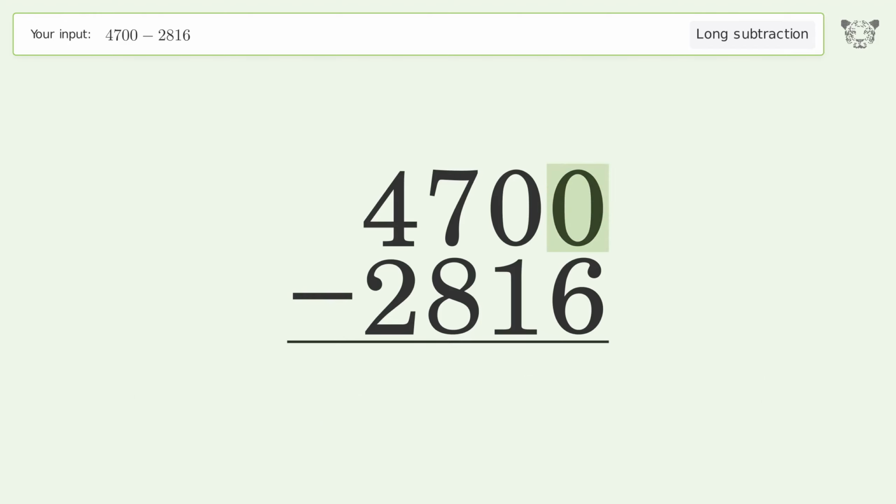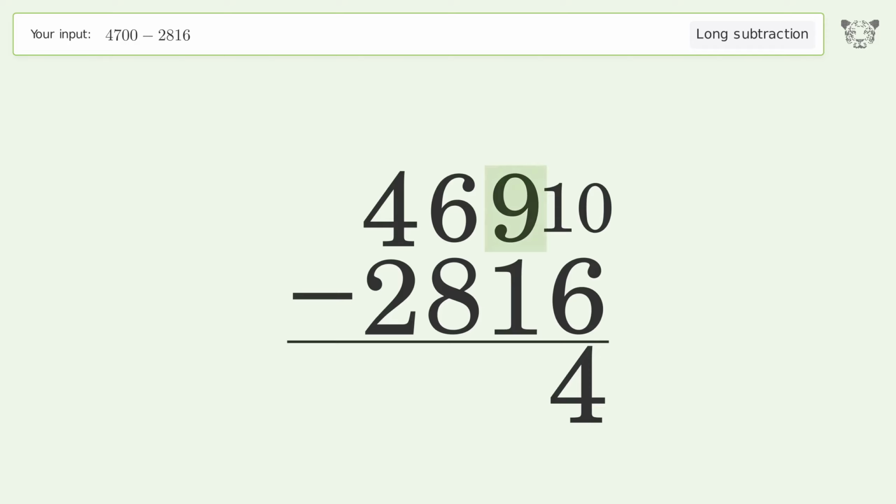Because the upper digit, 0, in the ones column is too small to get a positive difference, borrow 1 from the number to the left, 70, which becomes 69, and get 10. 10 minus 6 equals 4. 9 minus 1 equals 8.